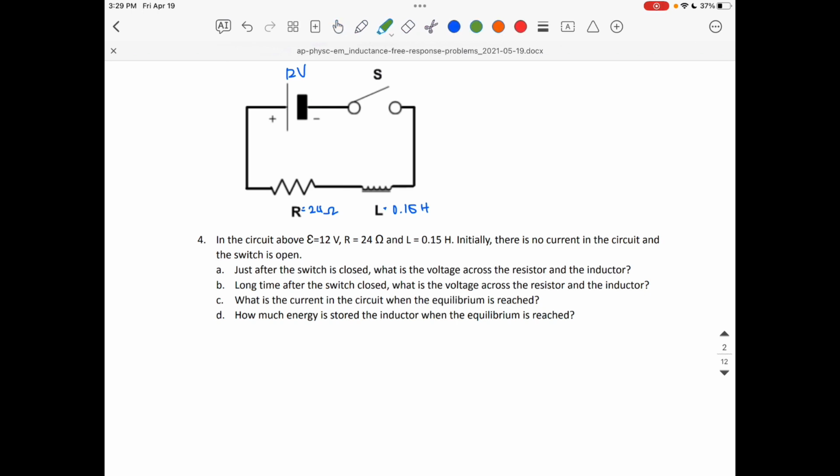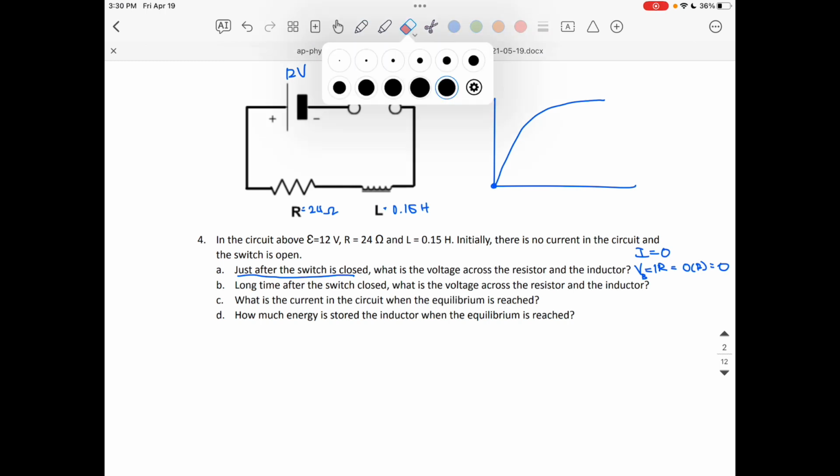As soon as the switch is closed, we want to think about the fact that we've got this inductor that opposes the initial current. So we know that the current will start at 0 and steadily increase over time. But just after the switch is closed, if the current is 0, then the voltage across the resistor, which is IR, is going to be 0 times R, which is also 0.